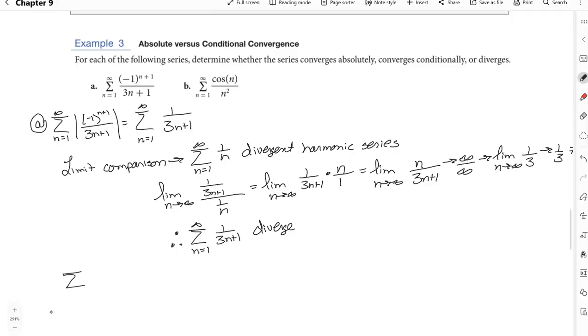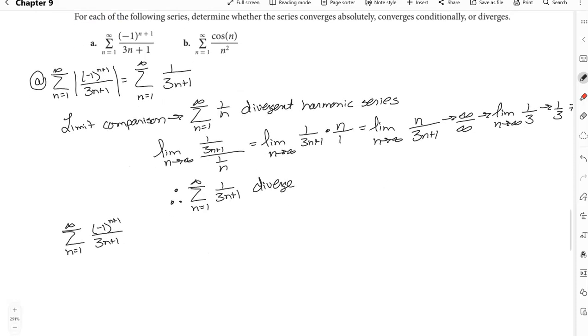So now let's look at the sum from n equals 1 to infinity of the alternating series. Remember, two criteria have to be met. The first one is a sub n plus 1 has to be less than or equal to a sub n.